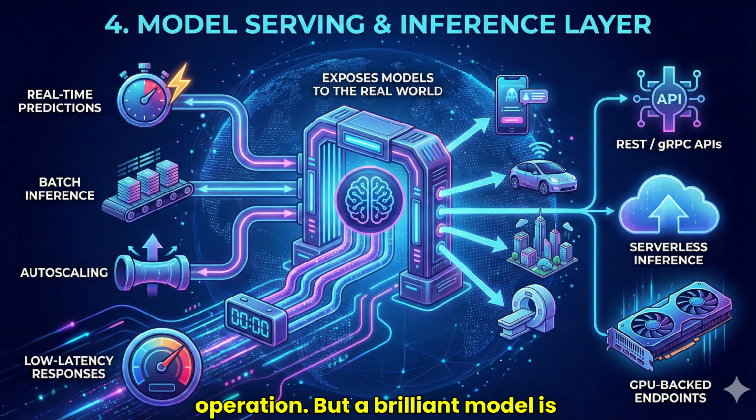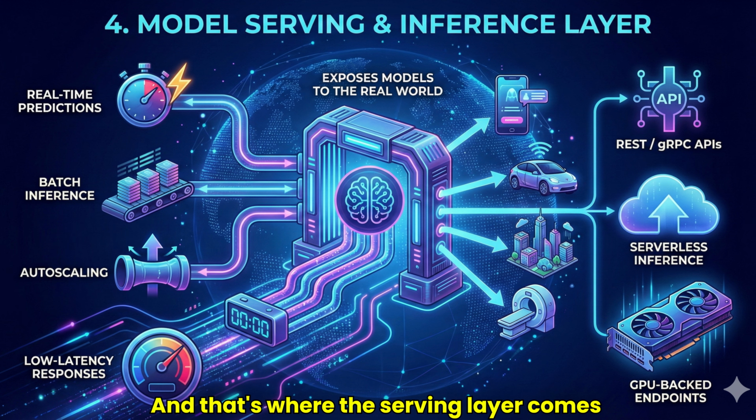But a brilliant model is totally useless if no one can access it. And that's where the serving layer comes into play. This is the delivery system. It takes that powerful intelligence and exposes it to the world, making sure it can answer instantly and scale up to handle thousands or even millions of requests. It's what turns a cool experiment into a real product.